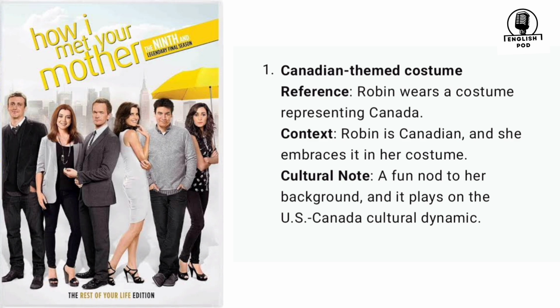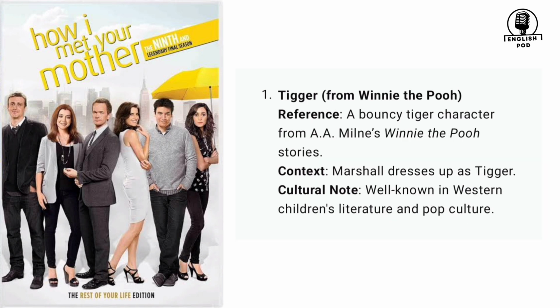Okay, Marshall goes as Tigger, which is pretty much the opposite of subtle. Yeah, Tigger from Winnie the Pooh. Just pure childhood energy. Right. It's impossible not to know who Tigger is. Yeah, it's one of those characters that's universally recognized.